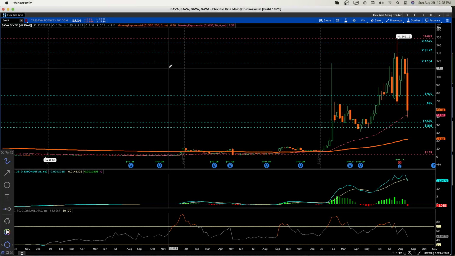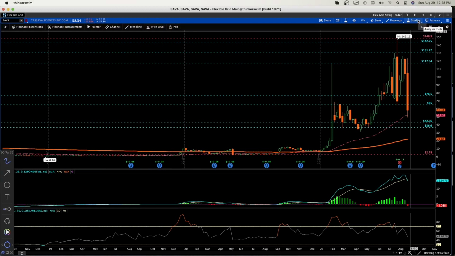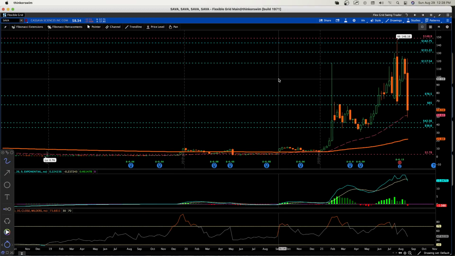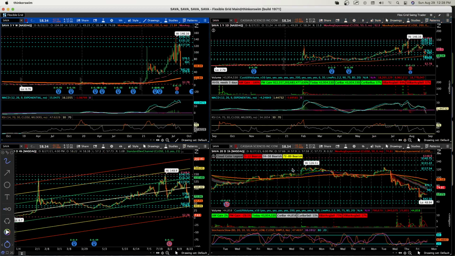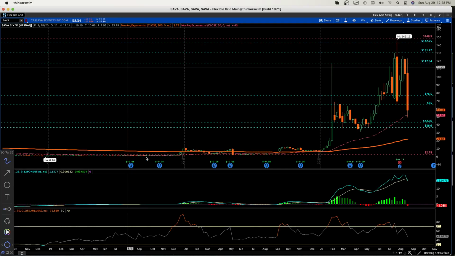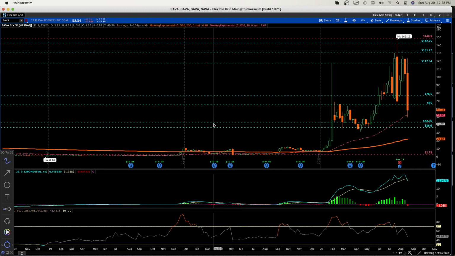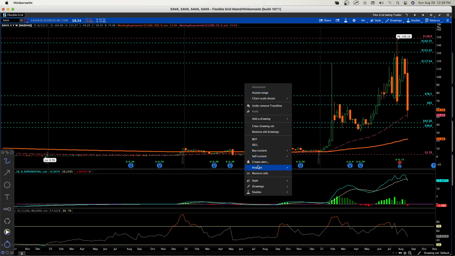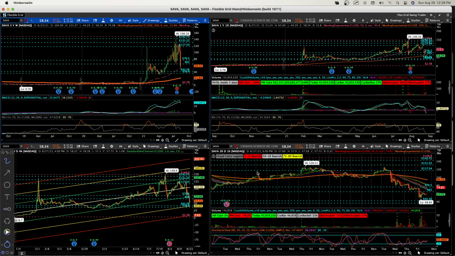So the first thing that I want to show y'all is this Sava. Get back to restore my cells there. And by the way, if you guys don't know, on Thinkorswim, whenever you have several charts in one grid, you can just right click on whatever chart you want to maximize, and you can hit maximize cell, and you can look at that chart on full screen. And then when you're done, just right click again, restore cells, and then boom, you're right back to your normal trading chart screen there.